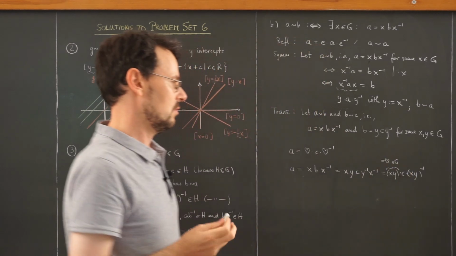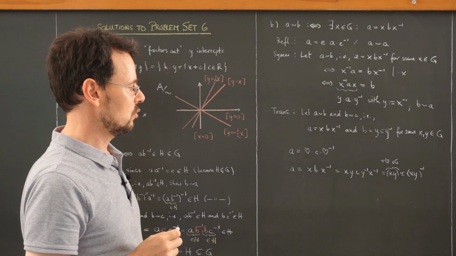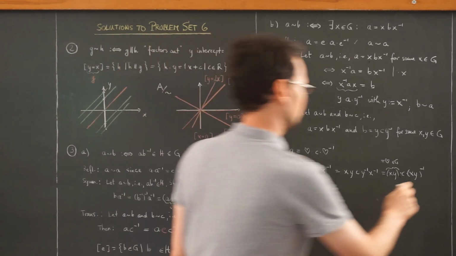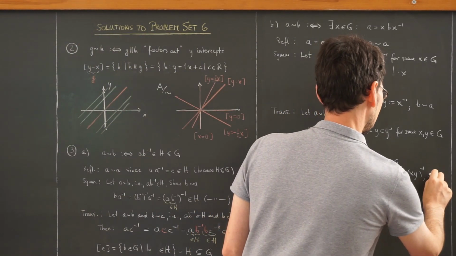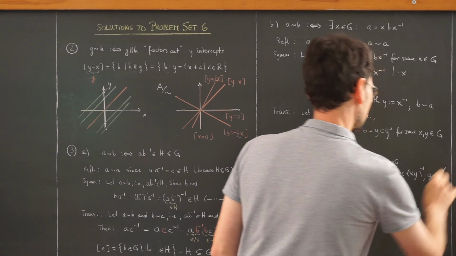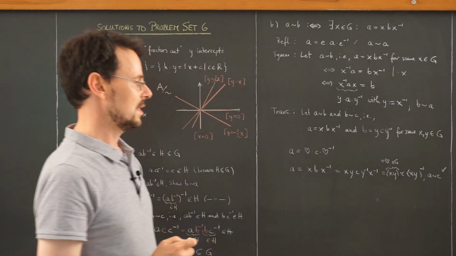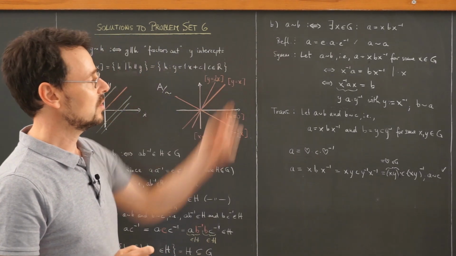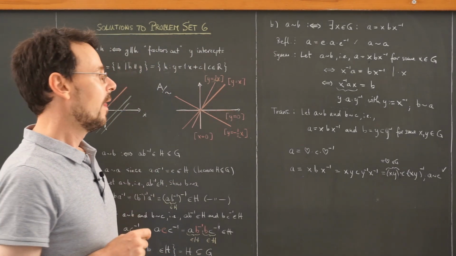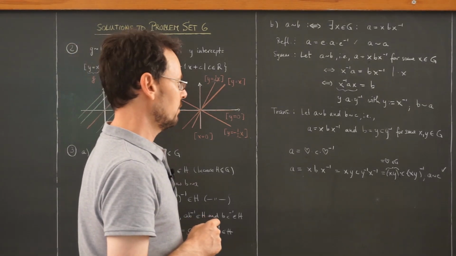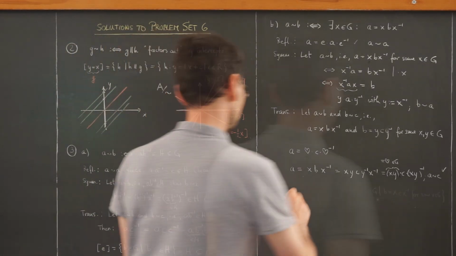And this is an element of G because G is a group, and this shows transitivity. So this here shows that A is in relation to C. So conjugation is actually an equivalence relation on this group.